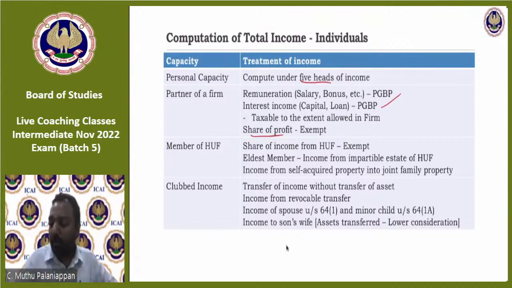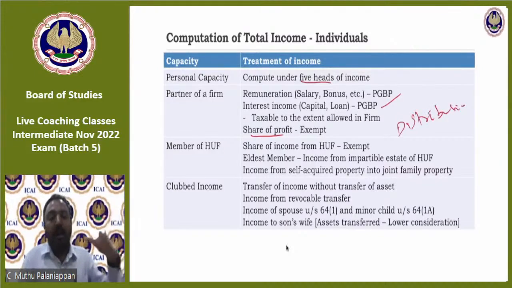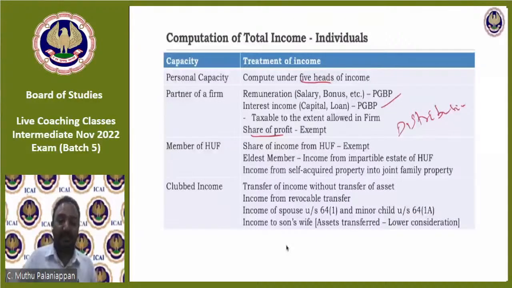So whatever you're talking about as profit is a distribution. So from 100, let's say in my firm there are two partners. Out of 100, I get 50, the other partner gets 50. Now this 50 has already suffered taxation, so there is no requirement of additional taxation with respect to share of profit. That's why it is actually exempt. For a member of an HUF, similar to your partnership firm's share of profit, the share of income from the HUF is exempt because the HUF pays tax.